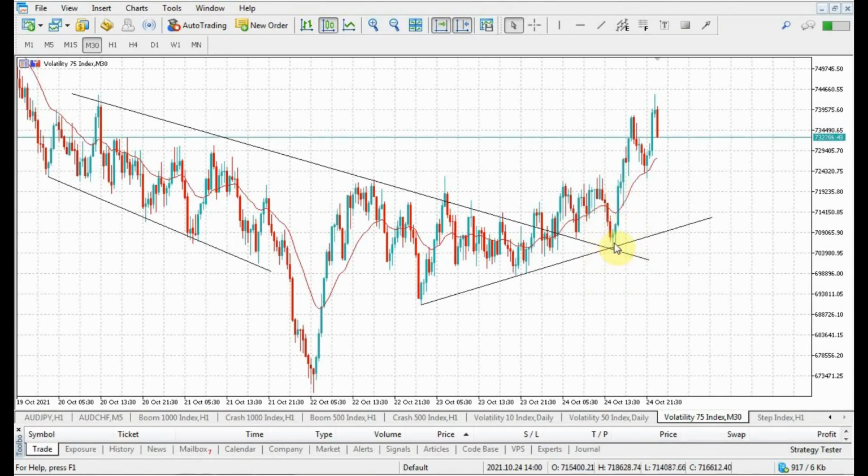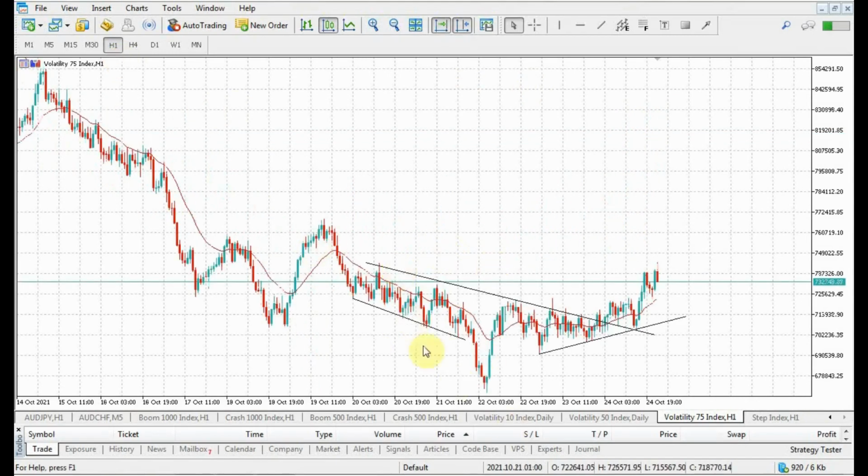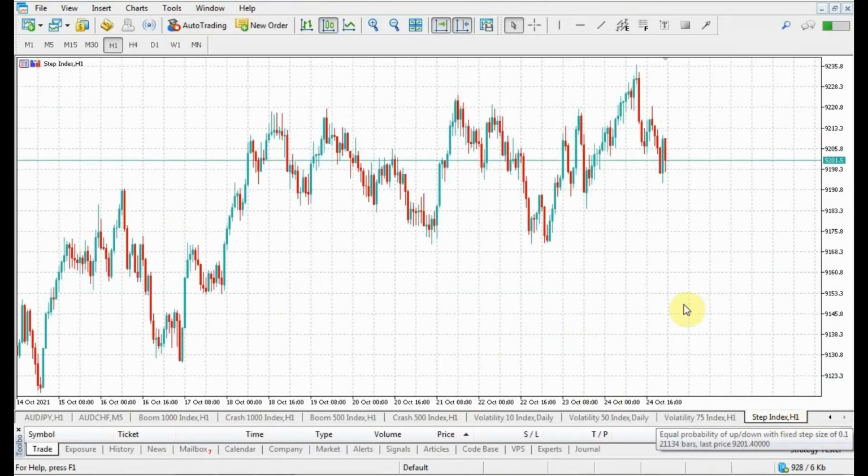If you enter here, you can see the nice buying. So this is a perfect way. This is another thing you've learned: if you analyze on a higher time frame, switch down to a lower time frame to actually confirm a trade. So let's move to step index.